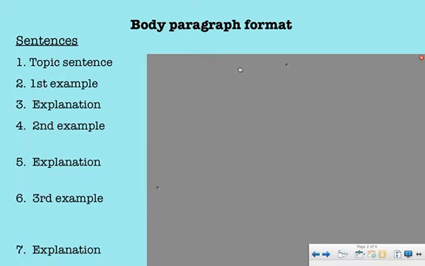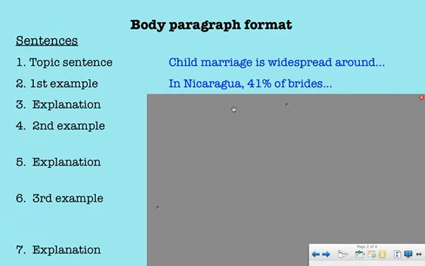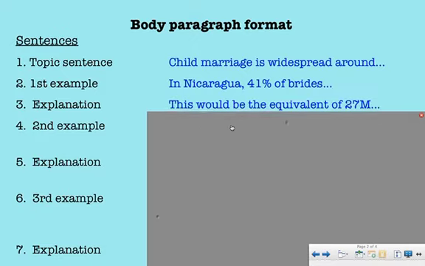So here's an example of how it might look if I was actually writing a paragraph using this sort of a format. I start off with a topic sentence, and this would be for a paragraph, say, about describing the extent of the problem with child marriage. My first sentence might state that child marriage is widespread around the world. So I've established what it is I'll cover in this paragraph. I want to include my first example. In Nicaragua, 41% of brides are married before they reach the age of 18. That is simply evidence. Now my explanation of it.